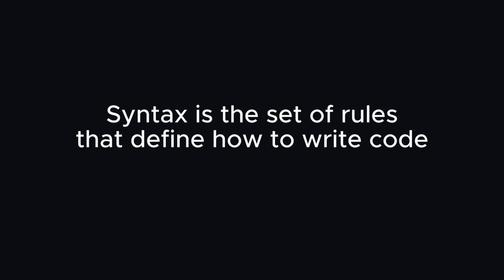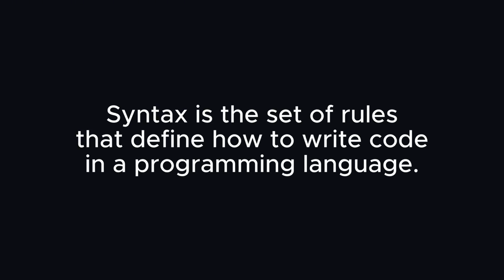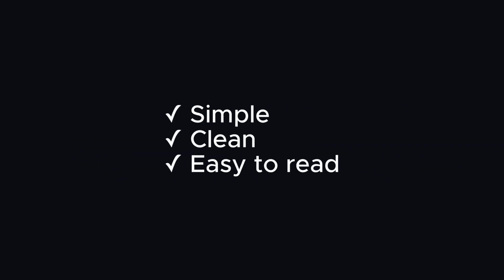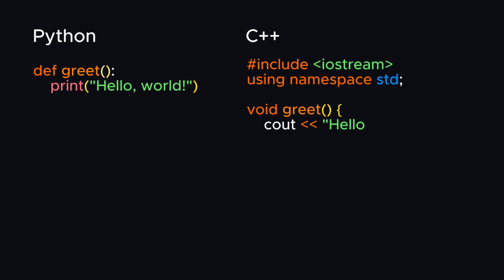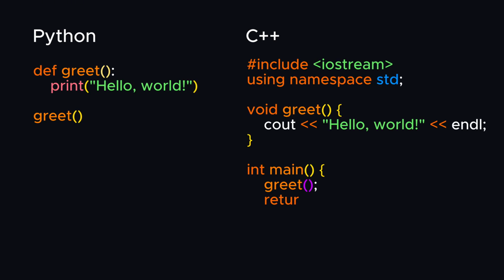Syntax is just a fancy way of saying the rules for writing code. Each coding language has its own syntax, and Python syntax is simple, clean, and designed to be easy to read. And this makes it great for beginners. For example, Python doesn't use curly braces like C++ or Java. Instead, it relies on indentation to structure the code.